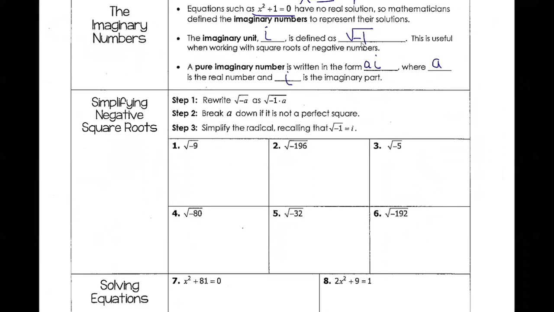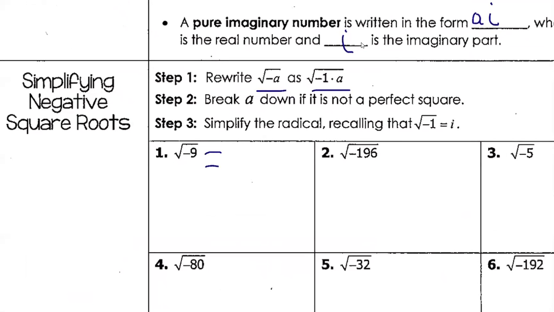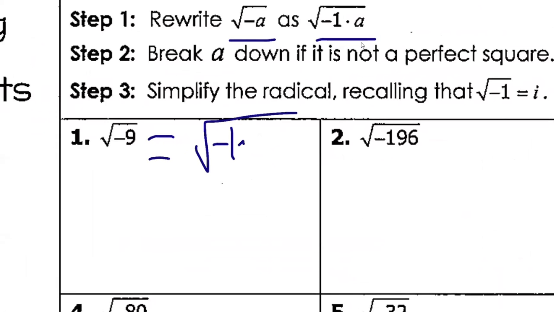We use this imaginary i anytime you have a negative square root. For example, if you had the square root of -a, you could rewrite that as the square root of -1 times a. We're basically going to take the square root of the normal number and then put an i after it. In problem 1, this is really the square root of negative 1 times 9. You can break up radicals, so this is the square root of negative 1 times the square root of 9.